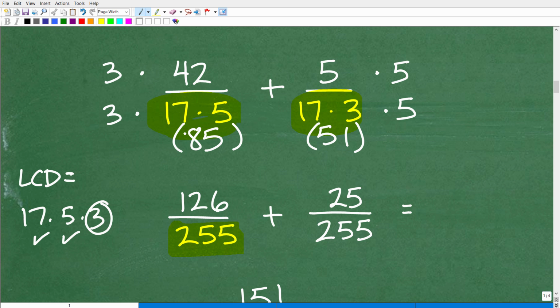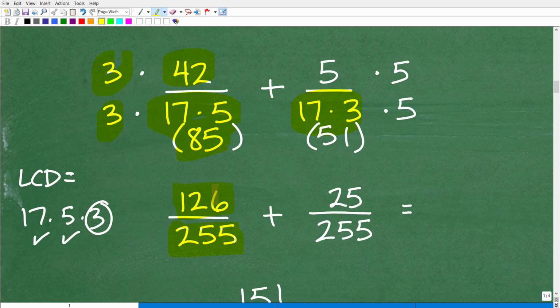So it's an easy way to figure out what number you need to multiply the denominator by to adjust these fractions such that they have the LCD, that lowest common denominator. So I have to multiply the denominator, 85, times 3 to get to 255. So I have to multiply the numerator by 3 to adjust this fraction properly. That's going to be 3 times 42, which is 126.